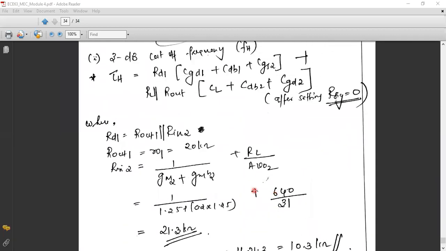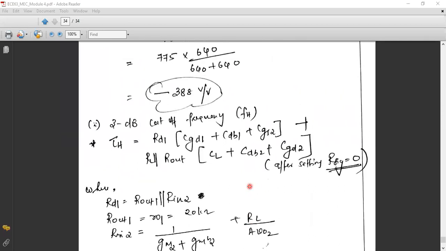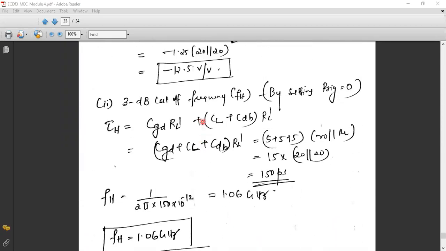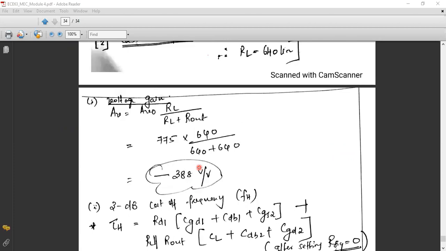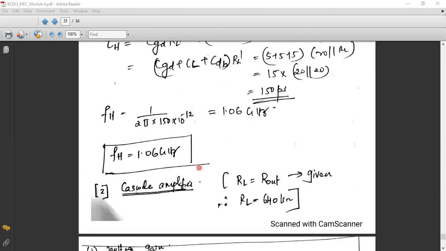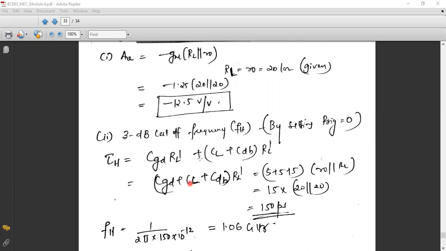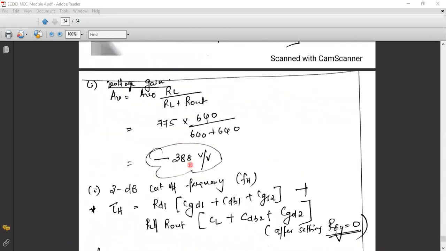Now let us find that factor, the multiplication factor. Can you help me? What is the multiplication factor in the gain that you have experienced? Compare the gain 12.5 and 388. What is the multiplication factor? 388 divided by 12.5. 31, right? So the gain has increased by 31 times. For a CS amplifier, it is 12.5. For a cascode, it is 388.